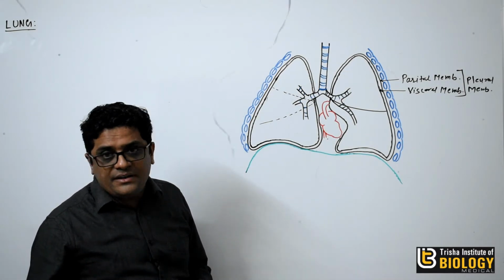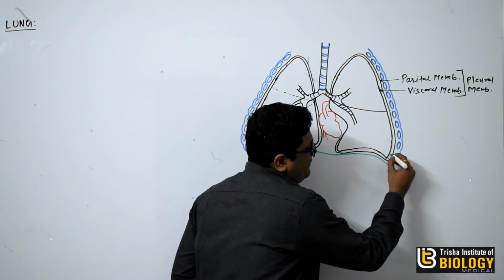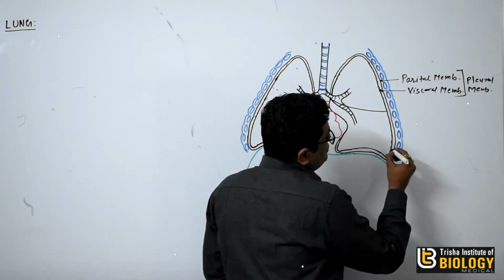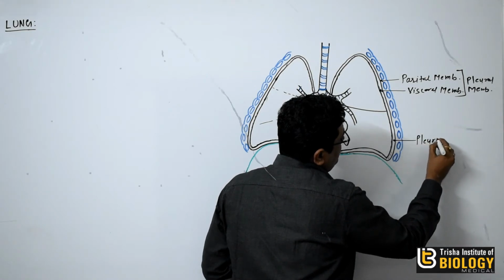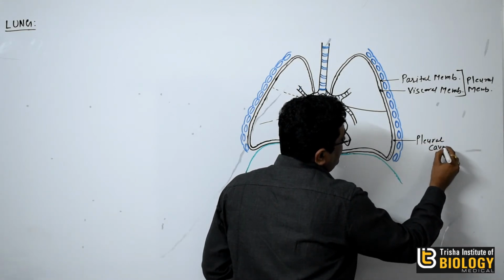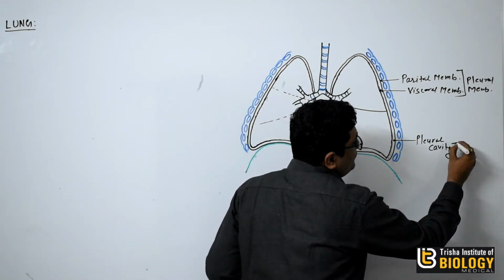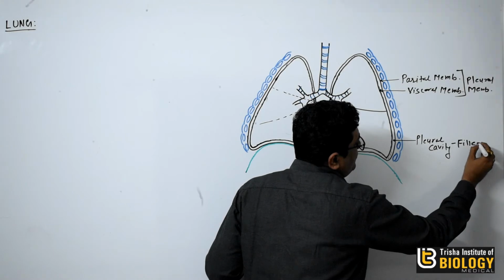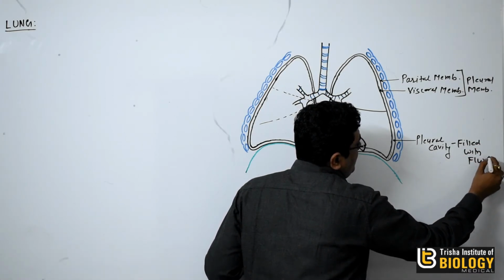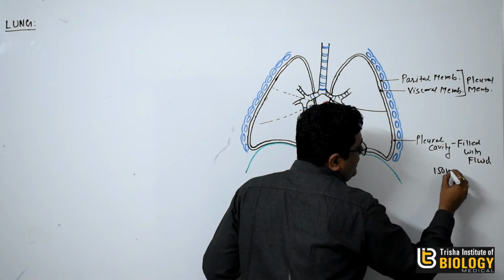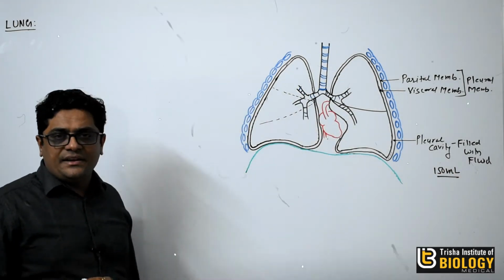There is a cavity between these two layers. Here you can see this cavity. This cavity is known as the pleural cavity, and this pleural cavity is filled with fluid. Around 150 ml of fluid is present in this cavity.